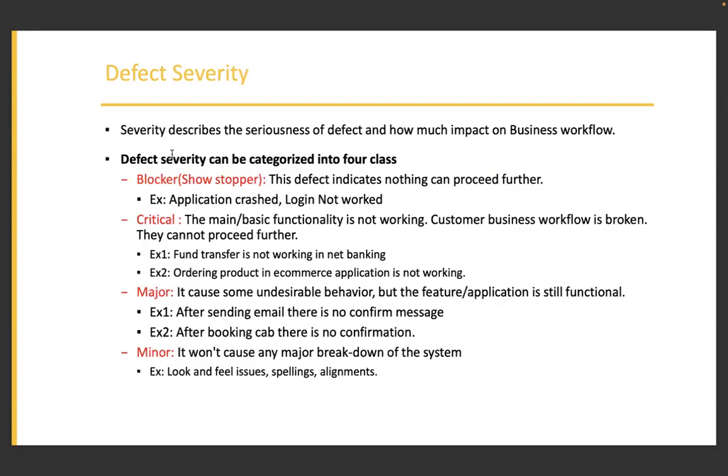Now, defect severity is classified based on whether it is a showstopper, critical, major, or minor. For example, a 404 not found or an application crash comes under blocker. Critical means, let's say you are making a payment and it is not going to the second party; fund transfer not working, or ordering a product in e-commerce not working. Major is like you have sent an email or ordered a product but didn't get a confirmation. Minor is like the look and feel, guys.